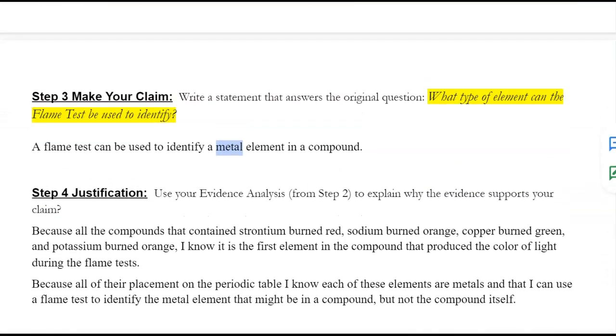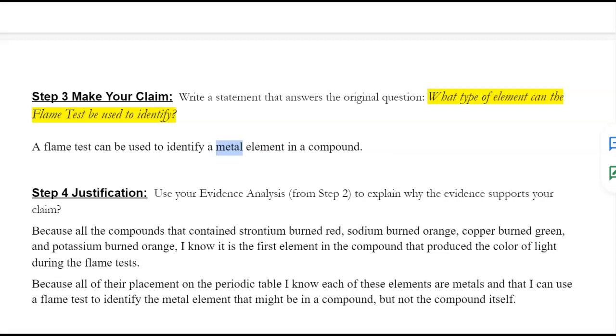Step four, which is our justification. Okay, here is where you don't want to just repeat the evidence. You want to explain how or why it supports your claim. Why or how are we supporting the fact that metal elements were recognized during the flame test?